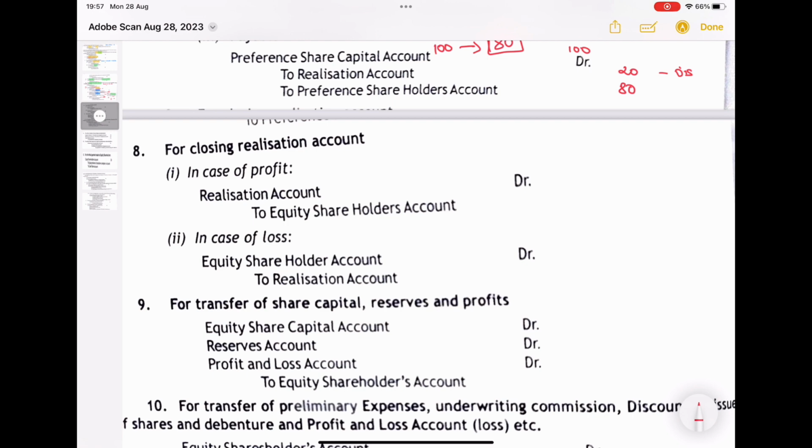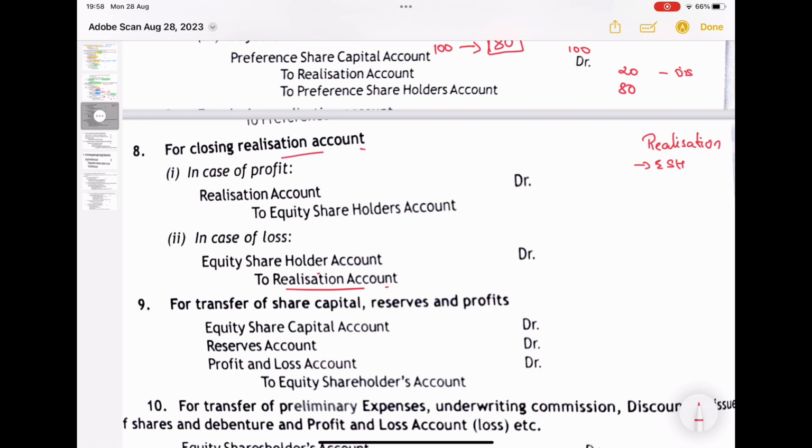So realization, in case of profit, while calculating a realization account, if you have any profit, we are going to share it with the equity shareholders. If you have a loss, that loss also will be borne by the equity shareholders, because they are the owners of the company. So in case of profit, realization account debtor to equity shareholders account. Vice versa entry for the loss: equity shareholders account debtor to realization account. Got it? So closing entry.